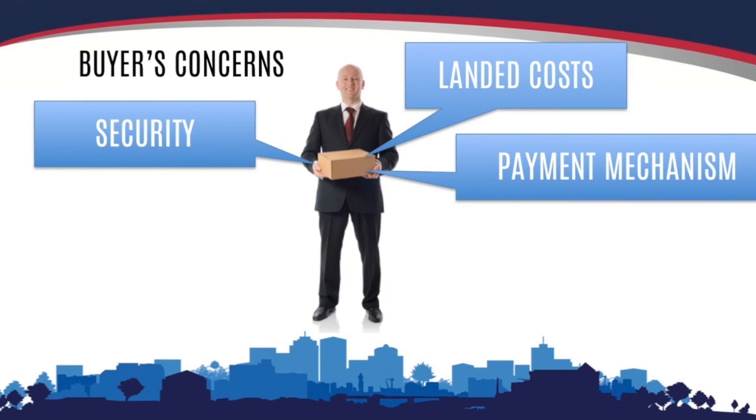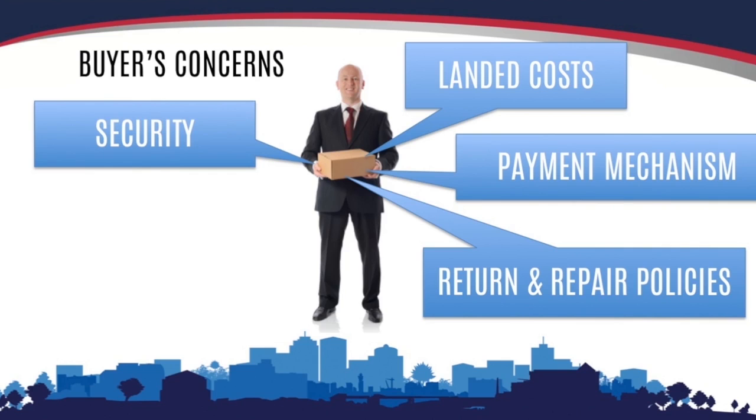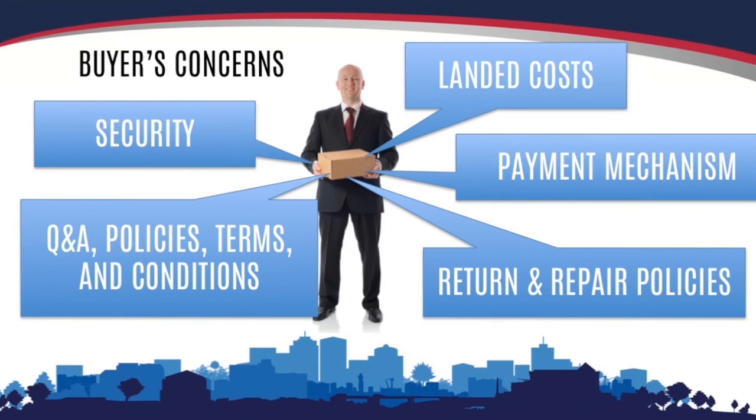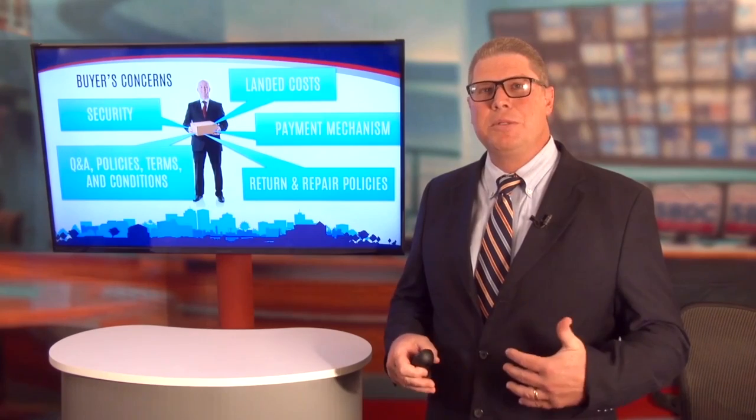A third consideration would be payment terms. How will the goods be paid for? Will this be a letter of credit, open account, or prepayment? Another critical component for foreign buyers is the return and repair policies of the U.S. manufacturer. Lastly, it's imperative for U.S. organizations to define their policies, terms, and conditions.